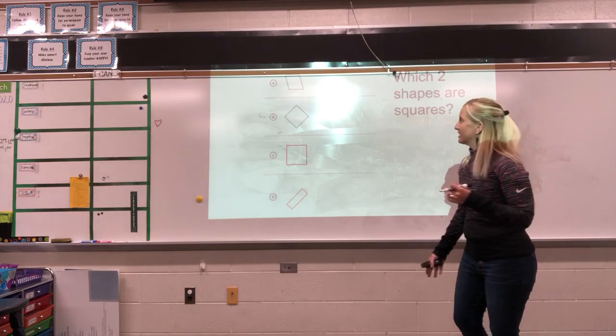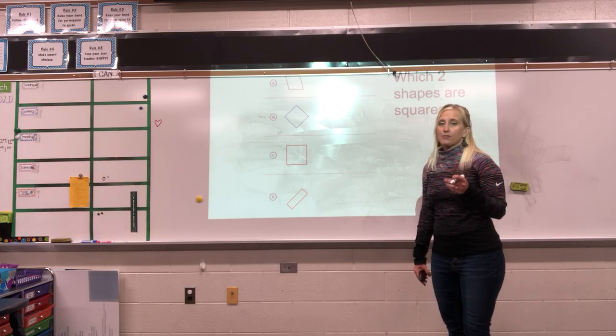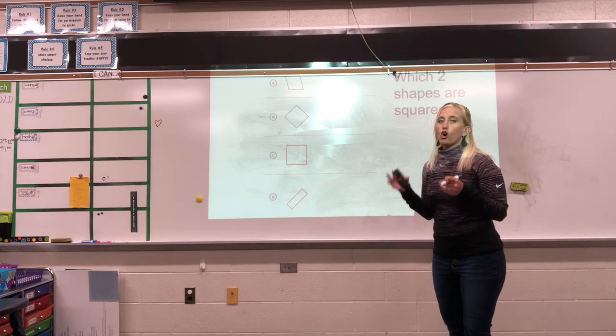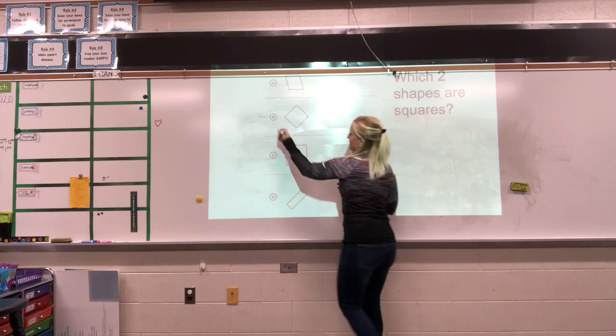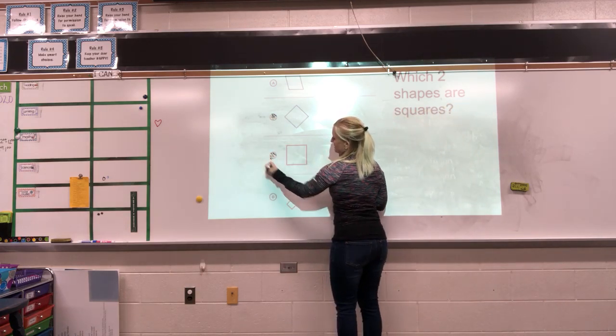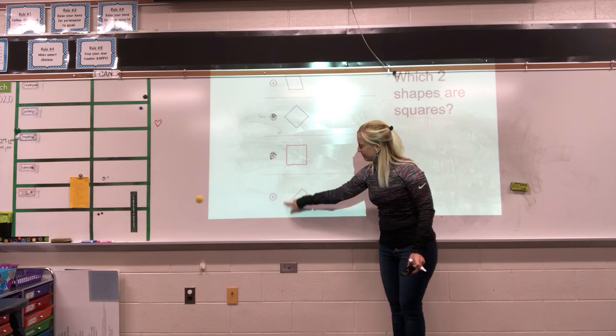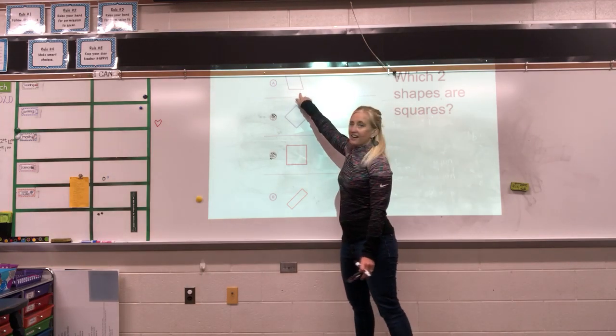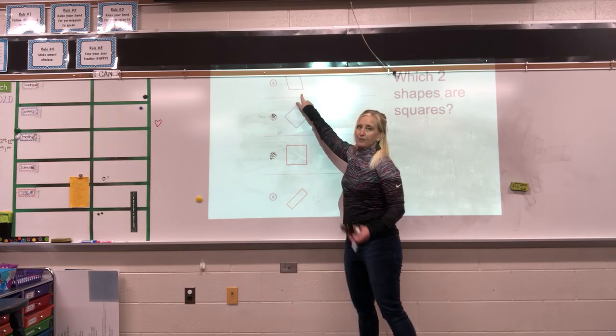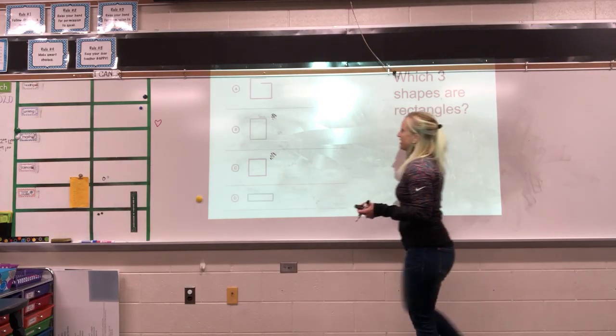All right, the answer here, fifth graders, we need to have a shape that has four sides that are all the same length and four right angles. Okay, so that's going to be my B right here and my C. This does not have four sides that are the same length, so it cannot be a square. This does not have four right angles, so it cannot be a square. Okay, let's try the next one.